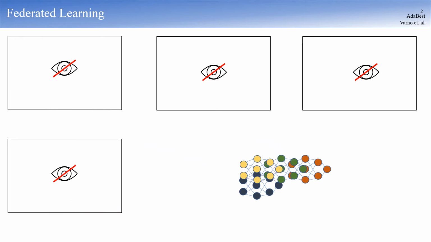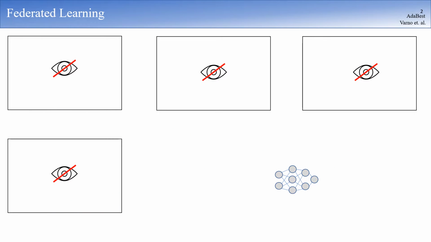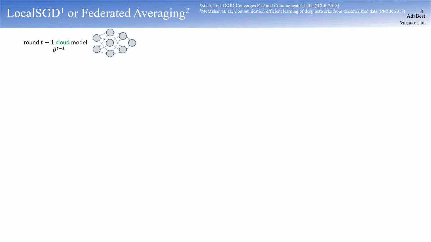What if the model parameters are transferred instead of data? Well, that is how federated learning works. Local SGD is the most basic federated learning algorithm. It works iteratively as follows.